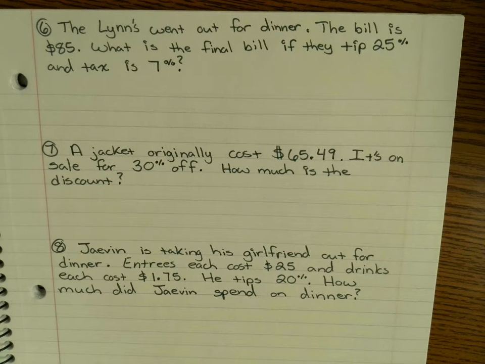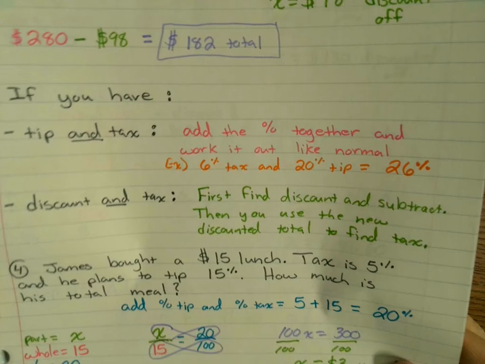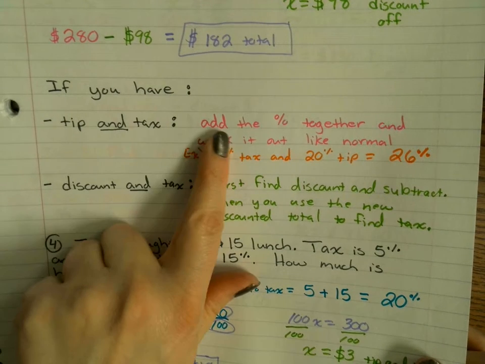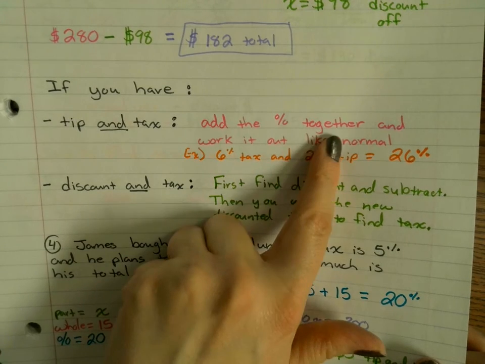All right, let's go ahead and go over it. The Lens went out for dinner. The bill is $85. We want to know what is the final bill if they tip 25% and tax is 7%. So tip is 25% and tax is 7%. I'm going to refer back to our little statement here that if you have tip and tax, you have to add the percentages together first before you can start working through the problem.